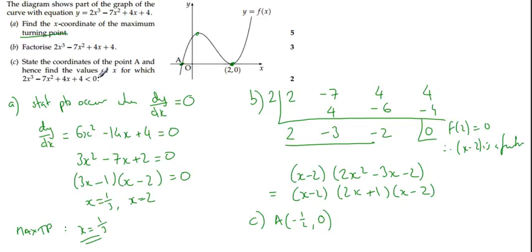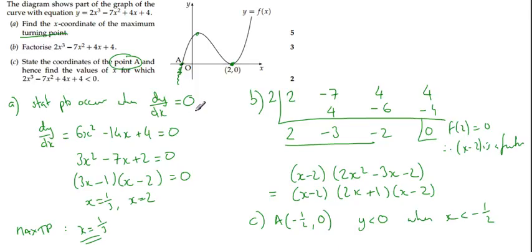And then hence find the values of x for which this polynomial is less than 0. Now you can see here on this graph, the only bit that is less than 0 is before it comes to A. So y is less than 0 when x is less than negative a half. Okay, just 2 marks, 1 for getting your coordinate of A, and then 1 for the values of x for when y is less than 0.